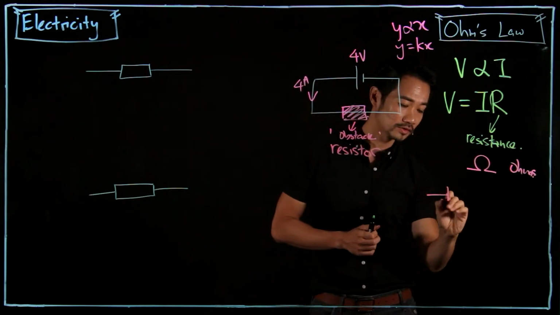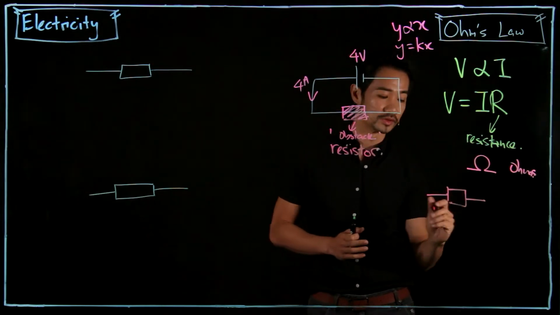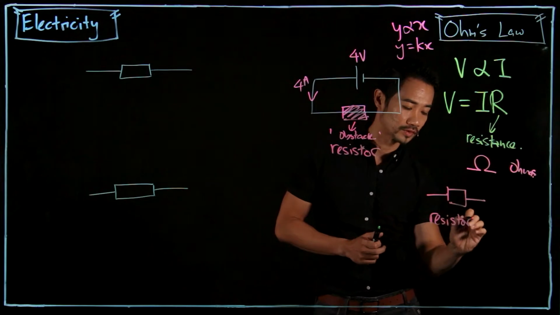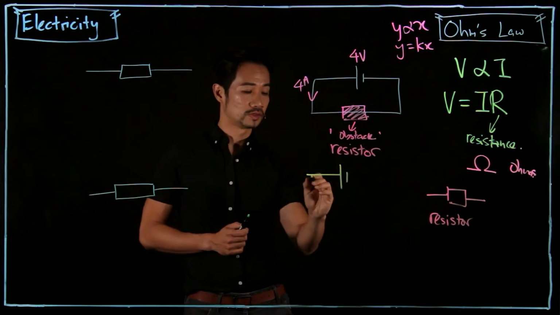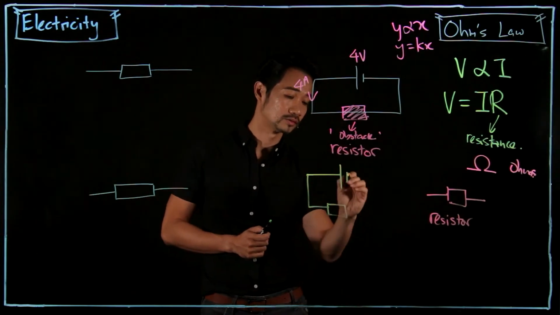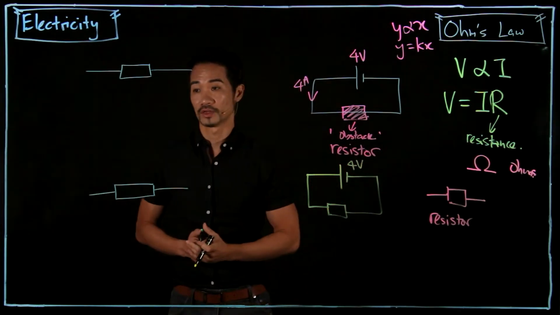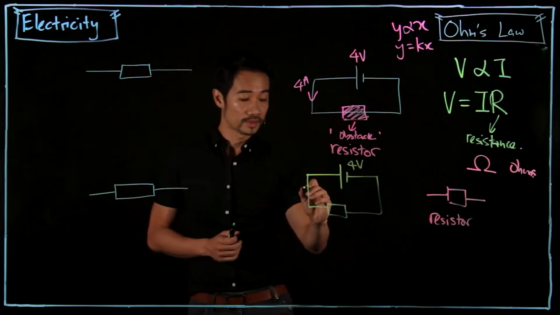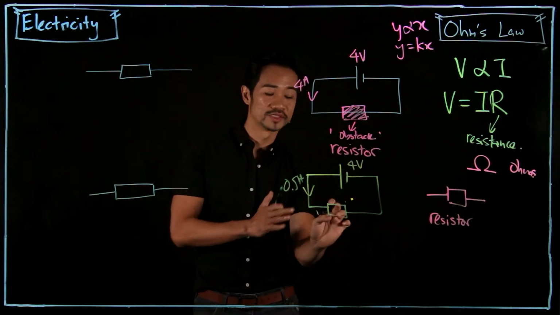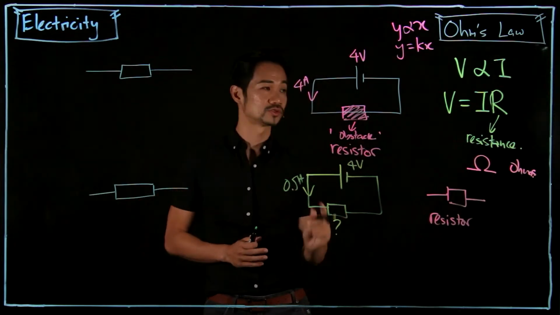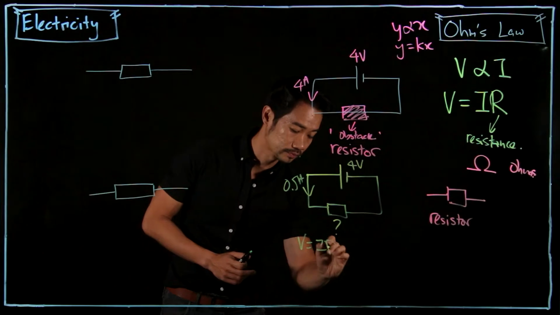So a resistor in a circuit diagram is represented by this symbol, a rectangular box with no lines in between. So this is a resistor. Okay, so let me redraw this circuit diagram. So let's say I have this connected to a resistor, and I have again a 4-volt battery, and the current flow now is 0.5 ampere. I want to find out what is the resistance of the resistor. So what do I use? I use V equals IR.